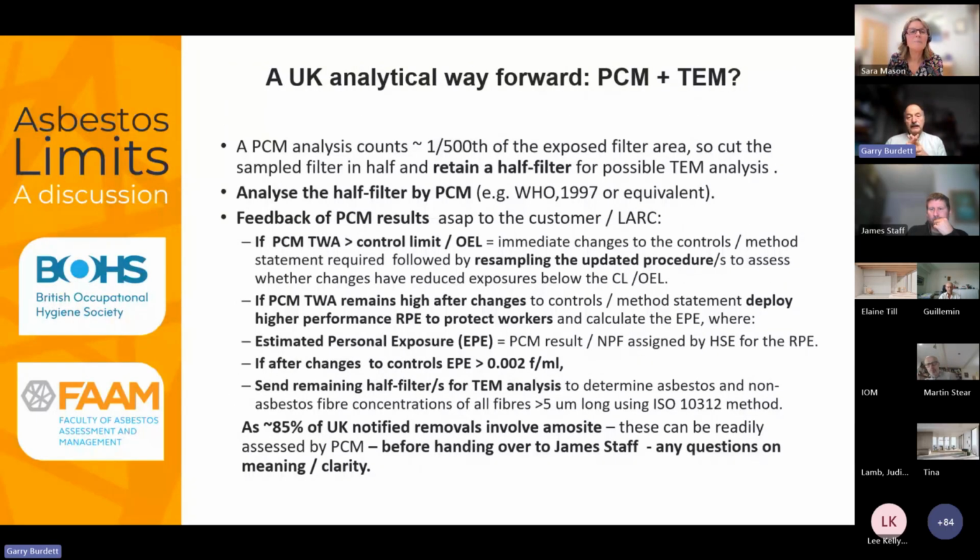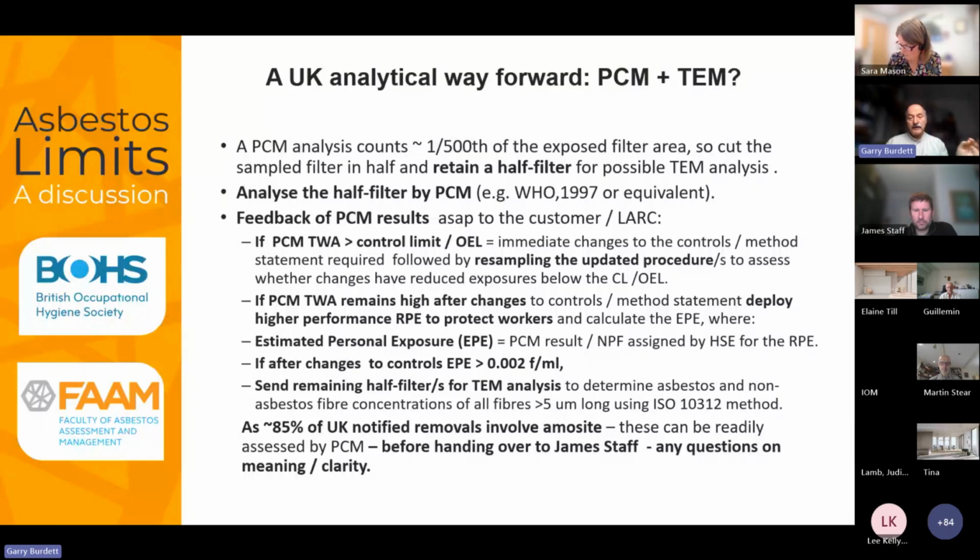So finally, is there a way forward? Instead of PCM versus TEM, I think we could have PCM plus TEM. You only count 1/500th of a filter by the PCM analysis, so we can easily cut it in half and have loads for counting. We analyze the half filter on site by PCM, and feed back the results to the licensed asbestos removal contractor. If it's under control, fine. If it's not, you need to improve controls and look at the method statement, make the changes, and with the guy still on site, you can resample so we can protect workers.